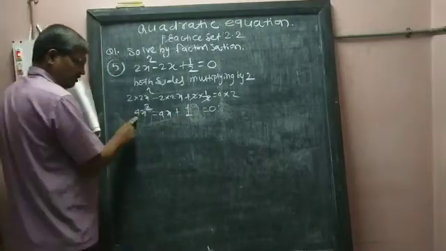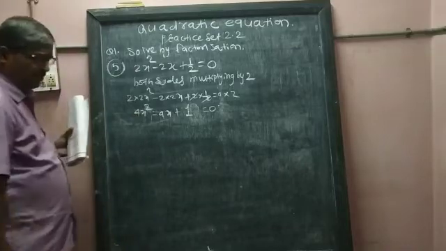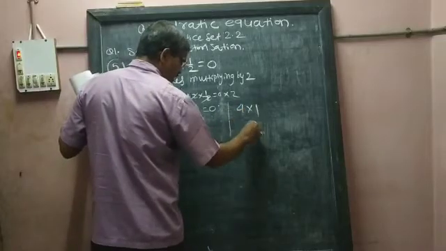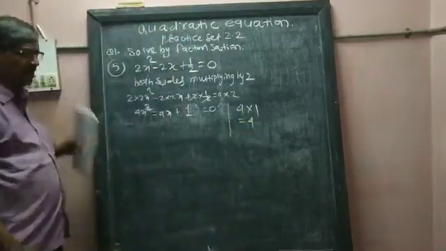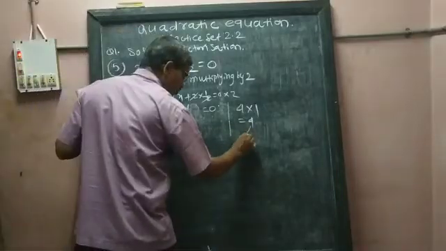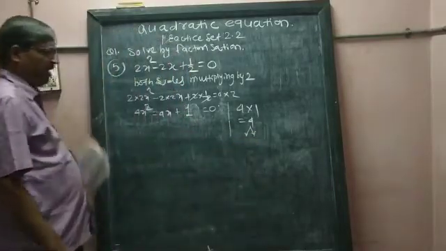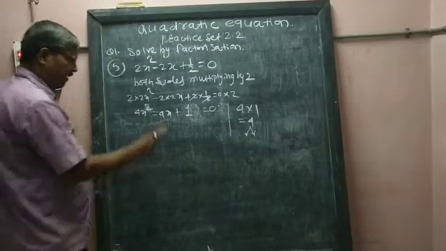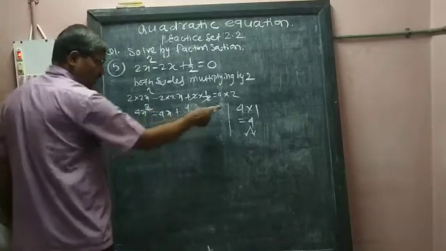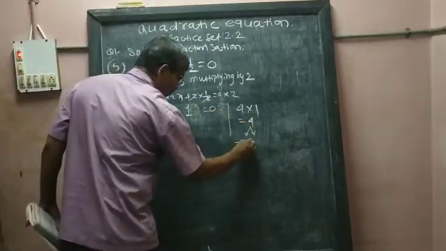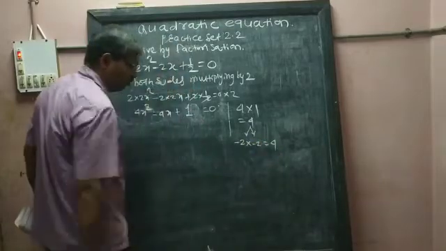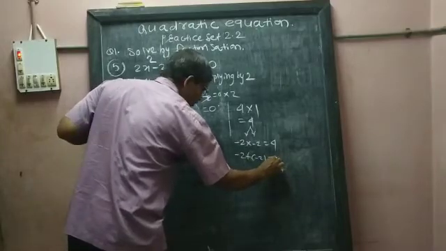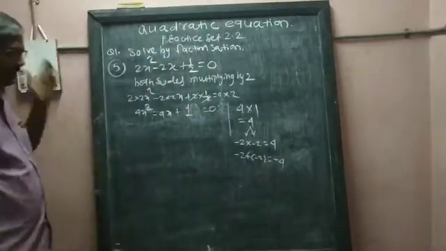Now here the coefficient of x square is more than 1. Therefore 4 into 1, that is 4. 4 ones are 4. Then you should split this 4 in such a way that their product should be equal to the constant term, that is 4, which is minus 2 into minus 2, positive 4, and minus 2 plus minus 2 is equal to minus 4, which is the middle term.